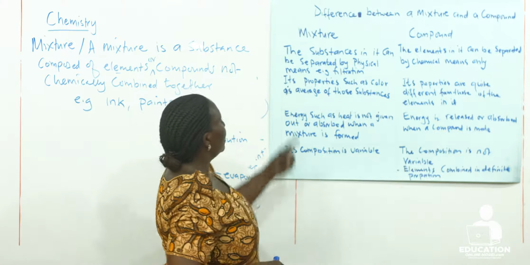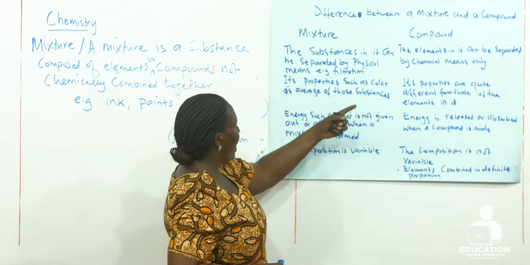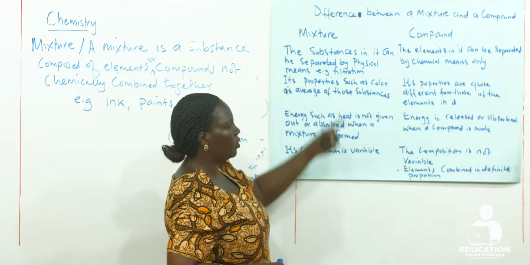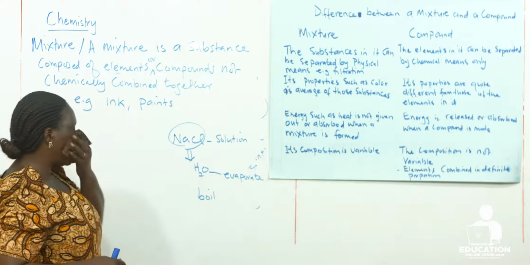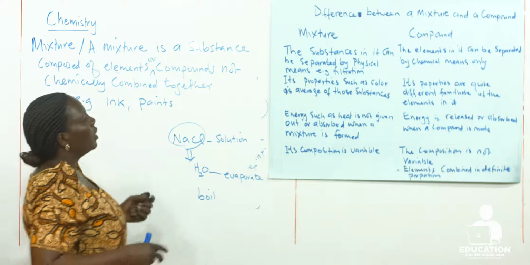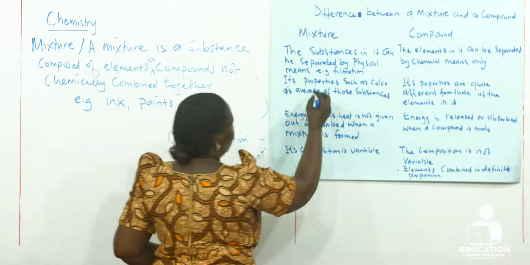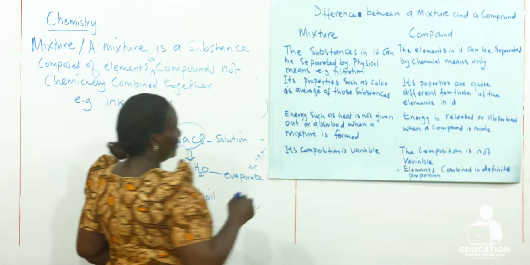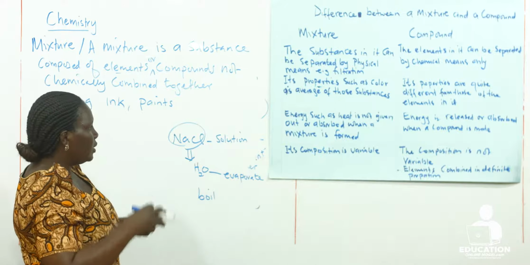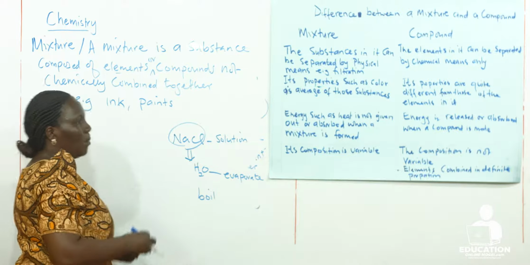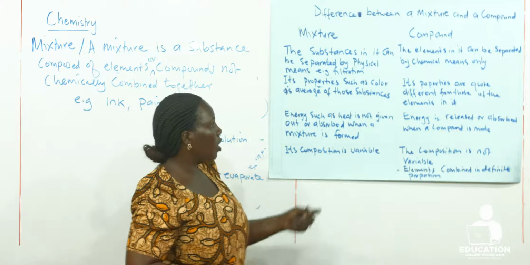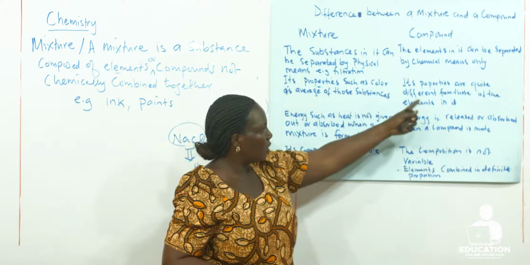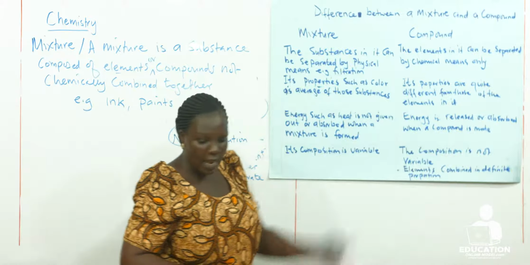Secondly, its properties such as color are an average of those substances. That is, when we form a mixture, all that is within the mixture will be the components that were there in the beginning. But in compounds, its properties are quite different from those of the elements in it.